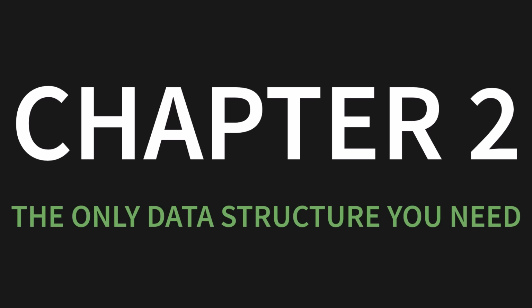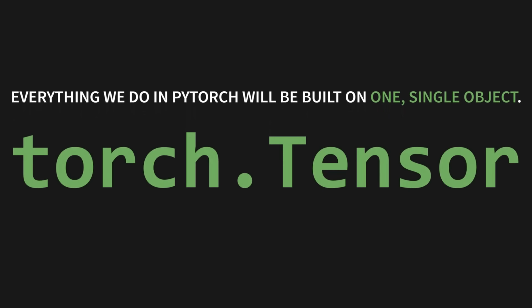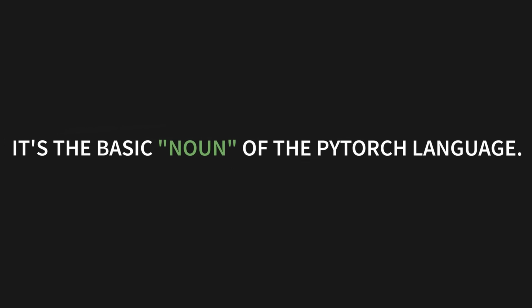Welcome to Chapter 2. Today, we're talking about the only data structure you really need. Everything we do in PyTorch, every single thing, will be built on one single object. And that object is torch.tensor. Think of a tensor as the fundamental building block. It's the basic noun of the PyTorch language.